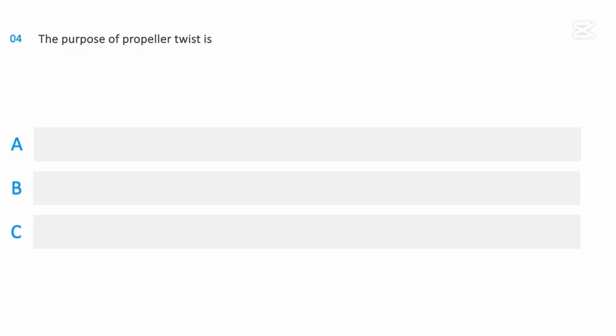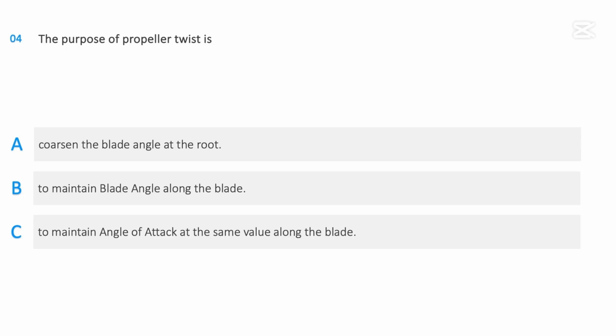The purpose of propeller twist is: coarsen the blade angle at the root, to maintain blade angle along the blade, to maintain angle of attack at the same value along the blade. The correct answer is to maintain angle of attack at the same value along the blade.